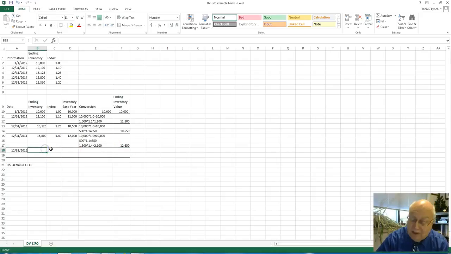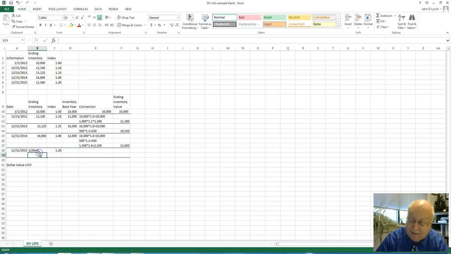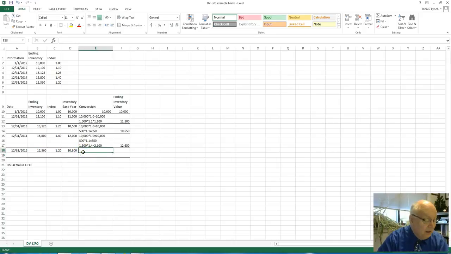And then the last year we have 12,036. I hit a wrong key evidently. The index is back to 1.2. Now the indexes are always compared to the base year. So 12,360 divided by 1.2 is 10,300. There we go.